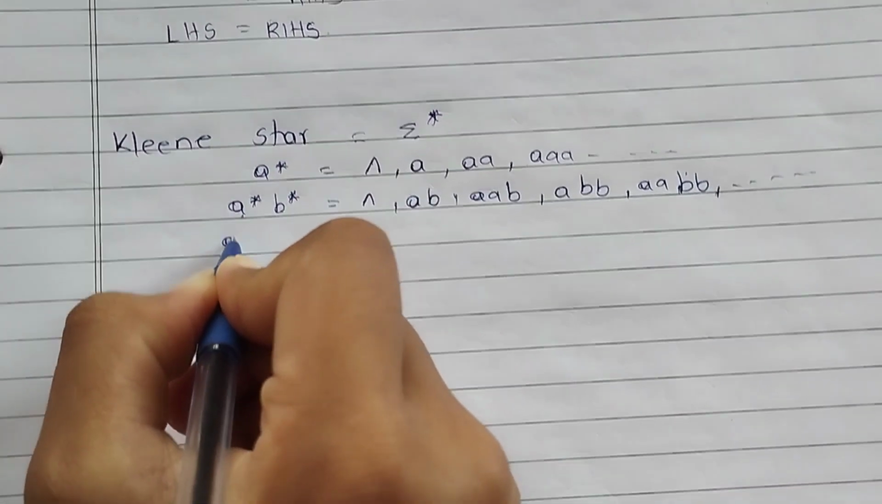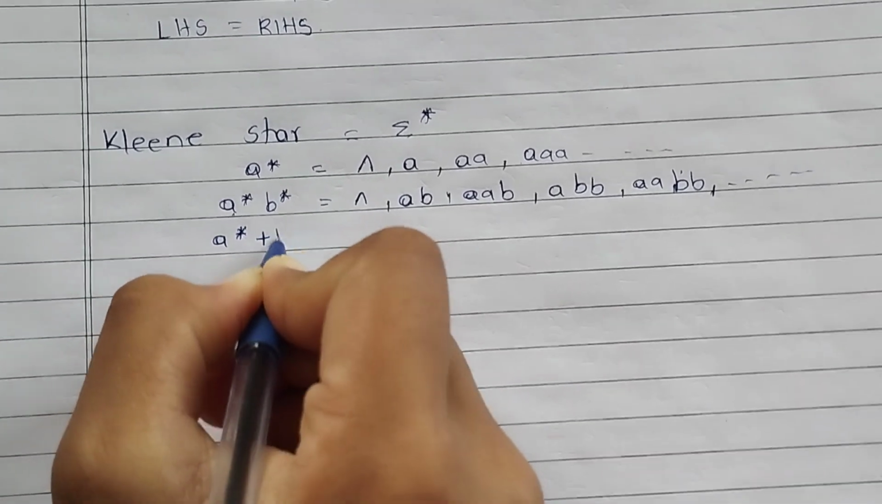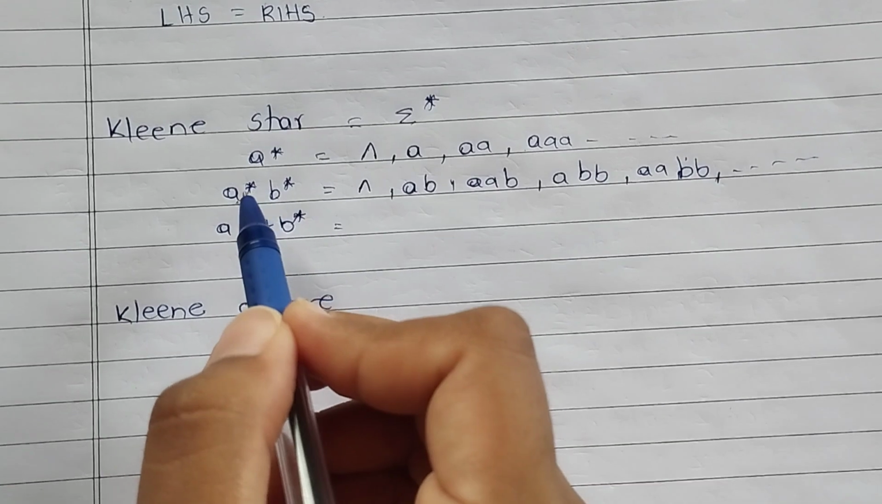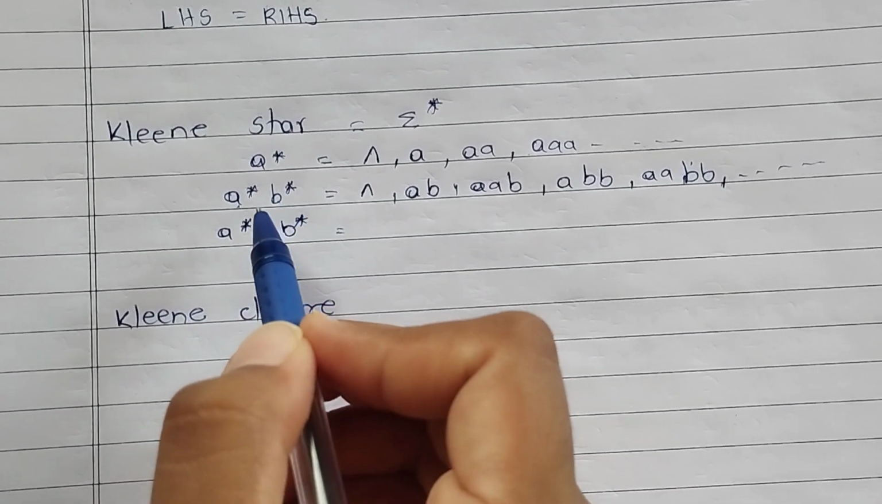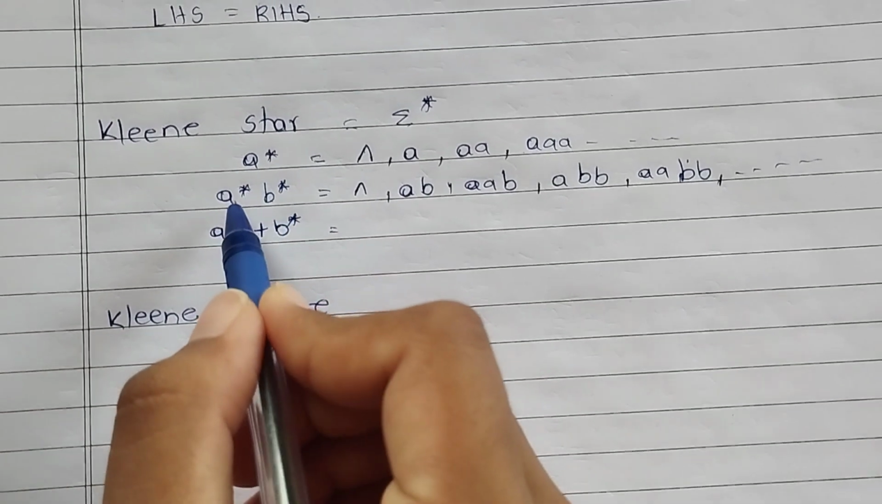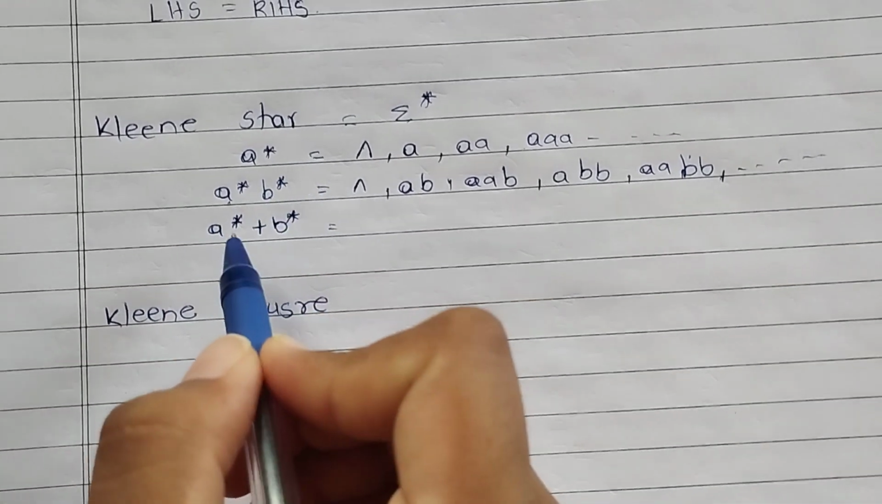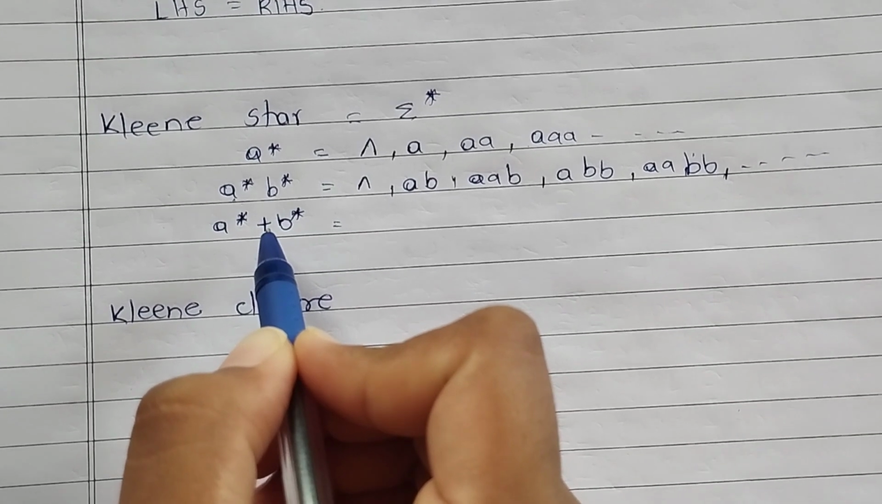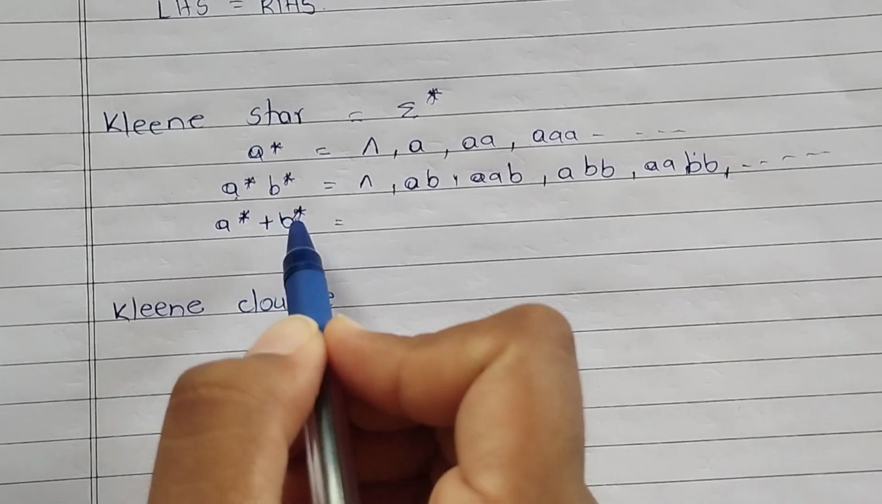Okay. Now A star plus B star. So what is the difference between A star into B star? Here it means concatenation, we can say into. So A star, B star, and the difference between A star plus B star: this is nothing but the OR. A star or B star.